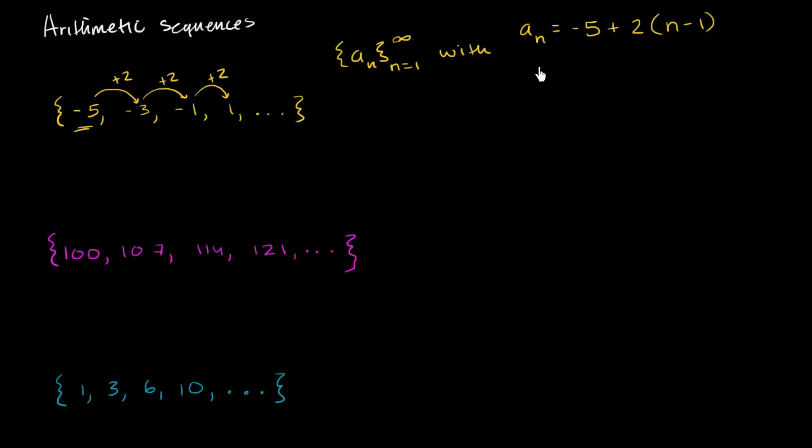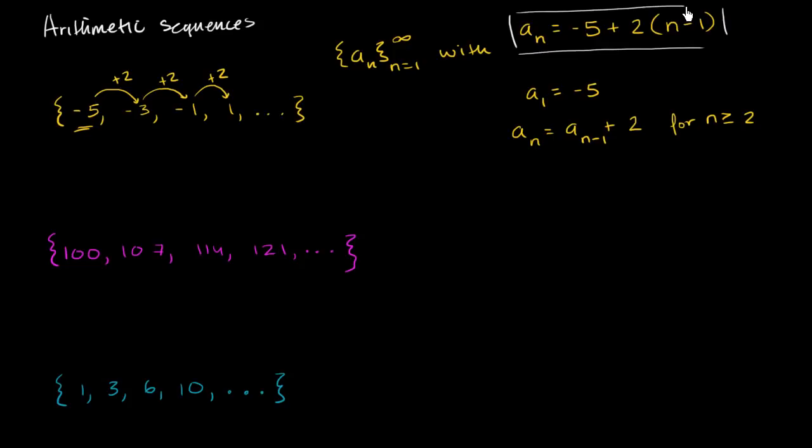If I wanted to write it recursively, I could say a sub 1 is equal to -5. And then each successive term, for a sub 2 and greater, I could say a sub n is equal to a sub n minus 1 plus, oh, not 3, plus 2. Each term is equal to the previous term plus 2. So this is for n greater than or equal to 2. So either of these are completely legitimate ways of defining the arithmetic sequence that we have here. We could either define it explicitly or we could define it recursively.